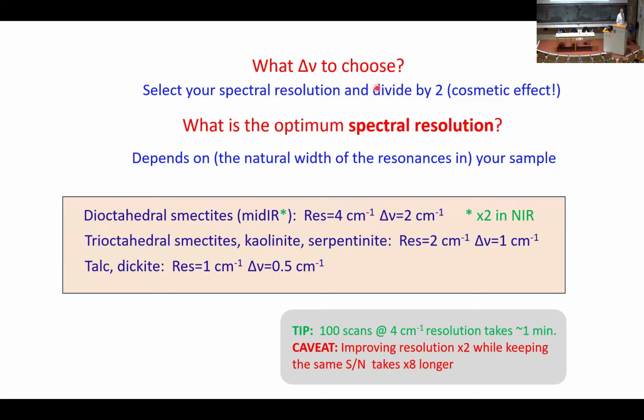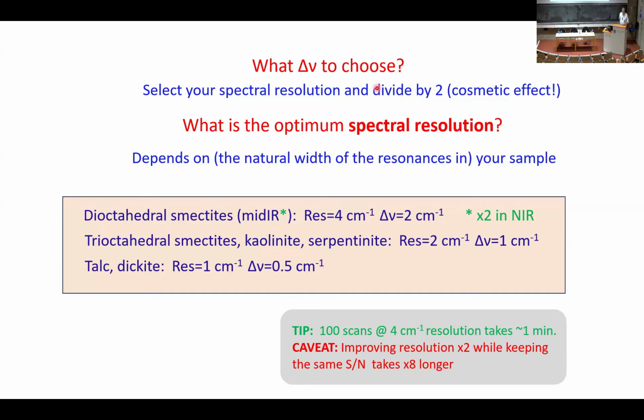So it starts with what is the optimum spectral resolution in order to get a recording of the spectra of interest. And I would say that for most dioctahedral smectites, a resolution of 4 in the mid-infrared or 8 in the near-infrared is fine.